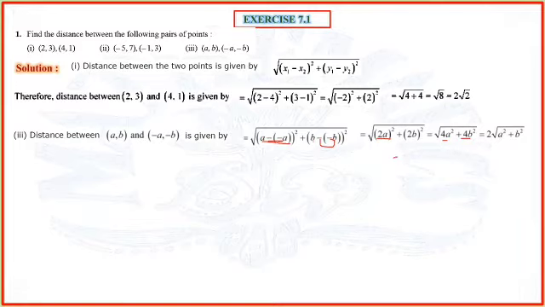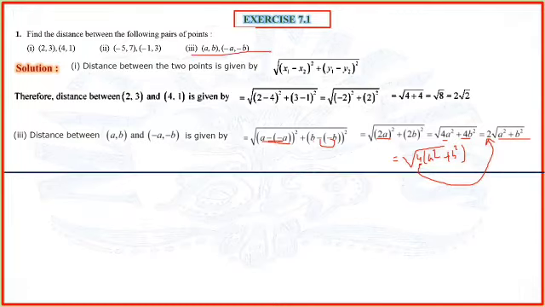Now we have taken 4 common inside the square root this way, a square plus b square. So the square root of 4 is 2, that we have taken out of the square root, and root a square plus b square. This is the distance between A and B, and minus a minus b. So here we complete question number 1.